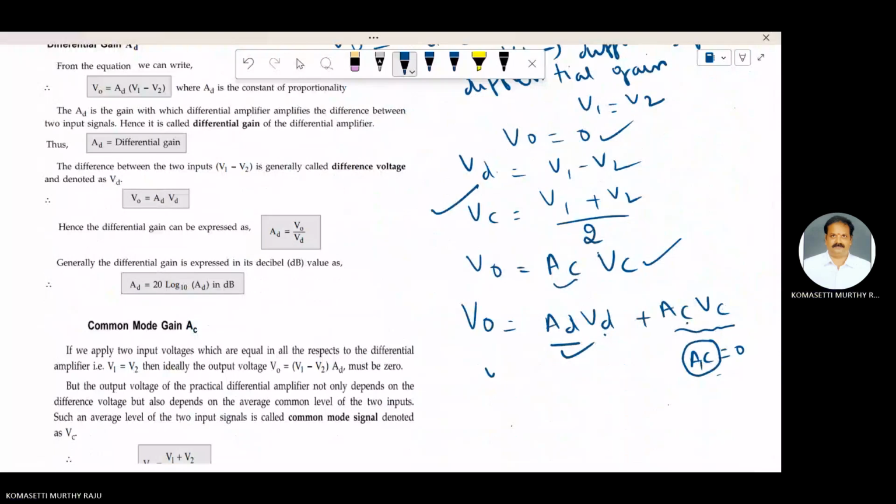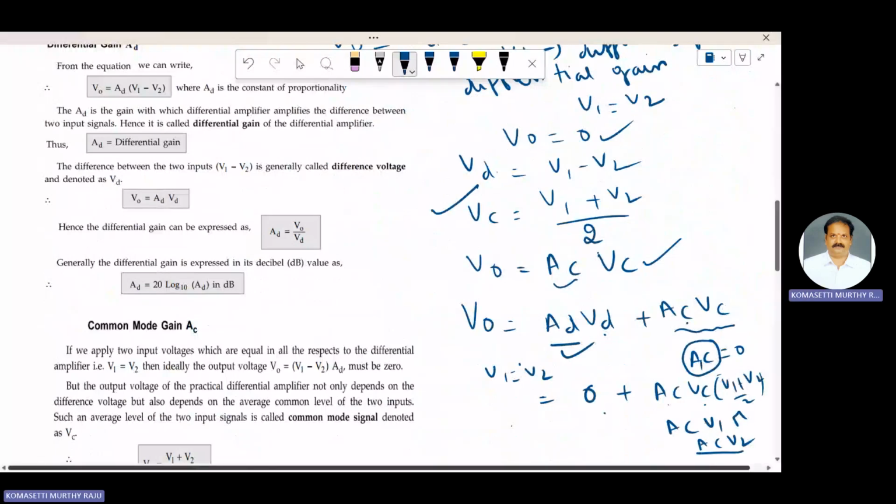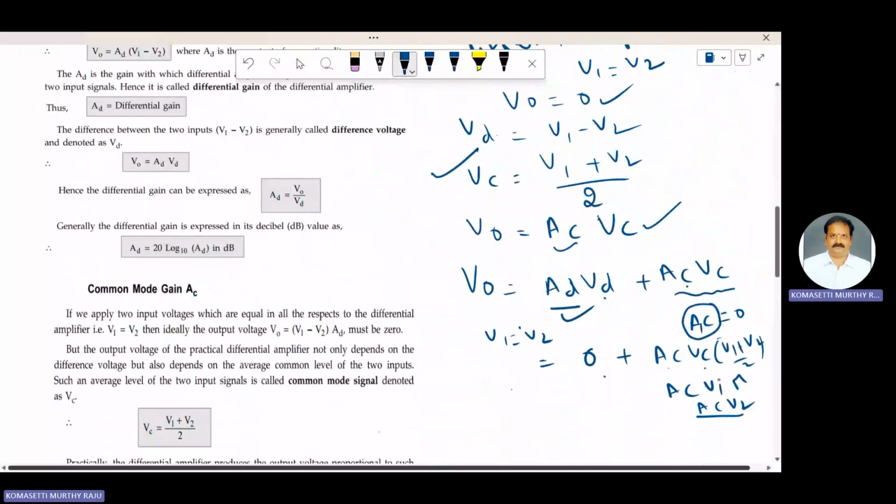Suppose V1 is equal to V2. No doubt VD, which is V1 minus V2, is 0. But the AC VC term is present. VC is equal to V1 plus V2 by 2, that is AC into V2, since V1 plus V2 by 2 is 2V2 by 2. When the input voltages are equal, the difference term is 0, but with some common mode gain, the noise voltages of V1 and V2 are present at the output of the ideal differential amplifier. That is the reason this term is undesirable.